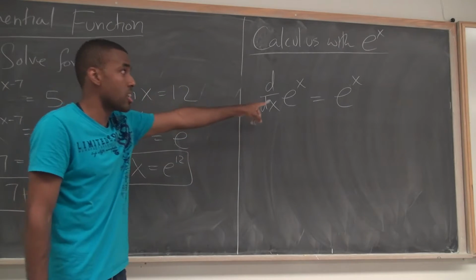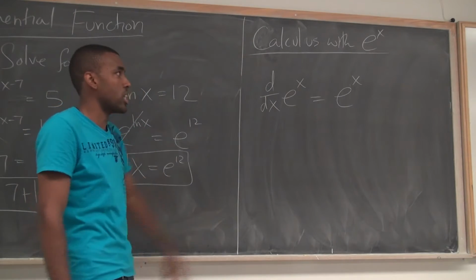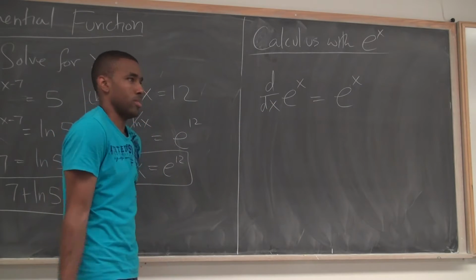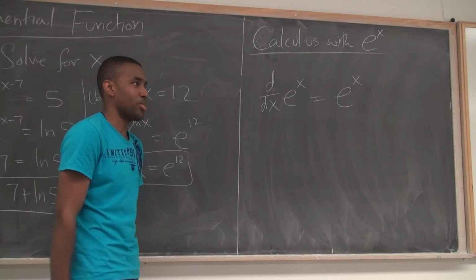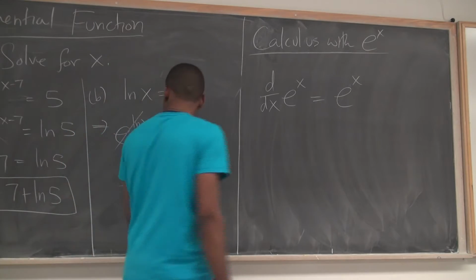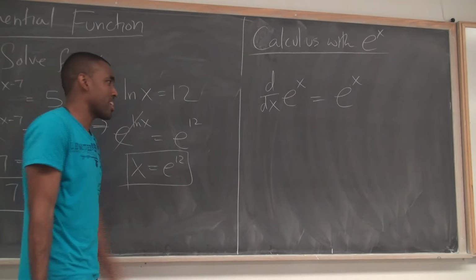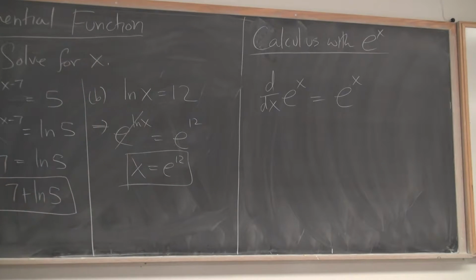But e to the x, it's not a constant. It's actually a function that's changing. It's its own derivative. It's pretty natural, right? It's just like, didn't have to do anything. It's just there. You know? And then you have ln x, the derivative is 1 over x. That's so easy.